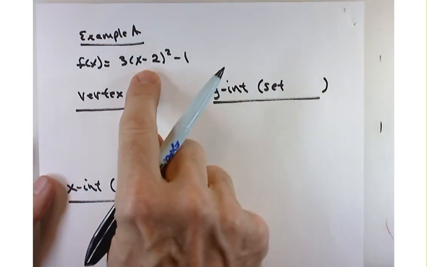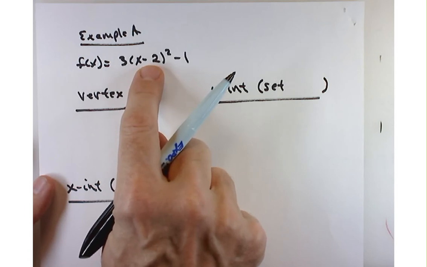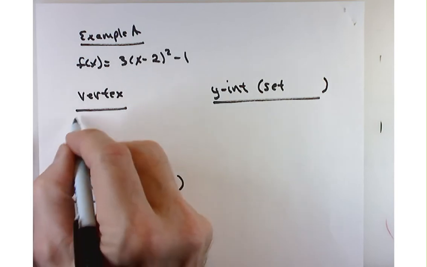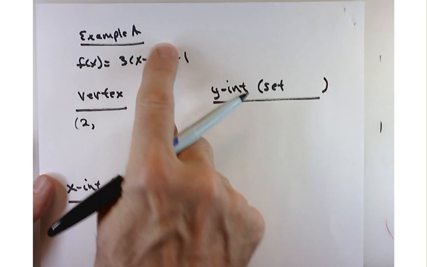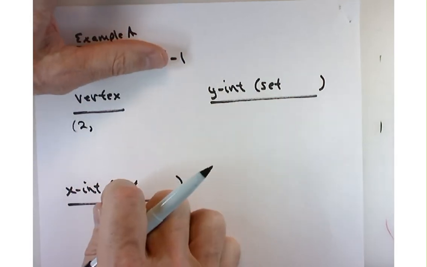Start by looking at the inside of the squared term. What makes the inside of the squared term 0? What value of x would I put in here? 2. And if I put in a 2, that would be 0. Squared is still 0, times 3 is still 0. All that disappears. What would be left?